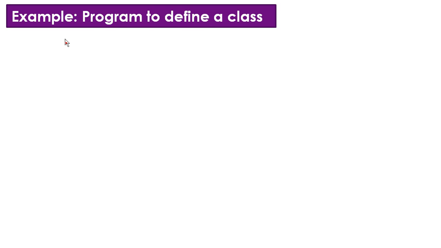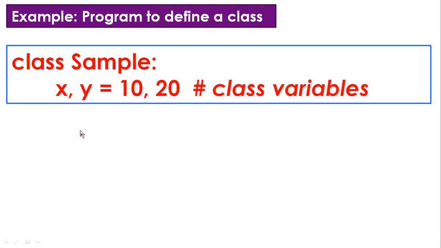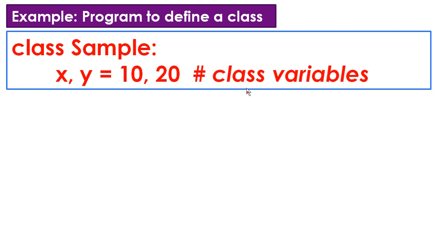Here is the example program to define a class. How to define a class? This is the example program. Here, a simple example, class sample. Here sample is the name of the class followed by a colon. Here x and y are called class variables. X has the value 10, y has the value 20.